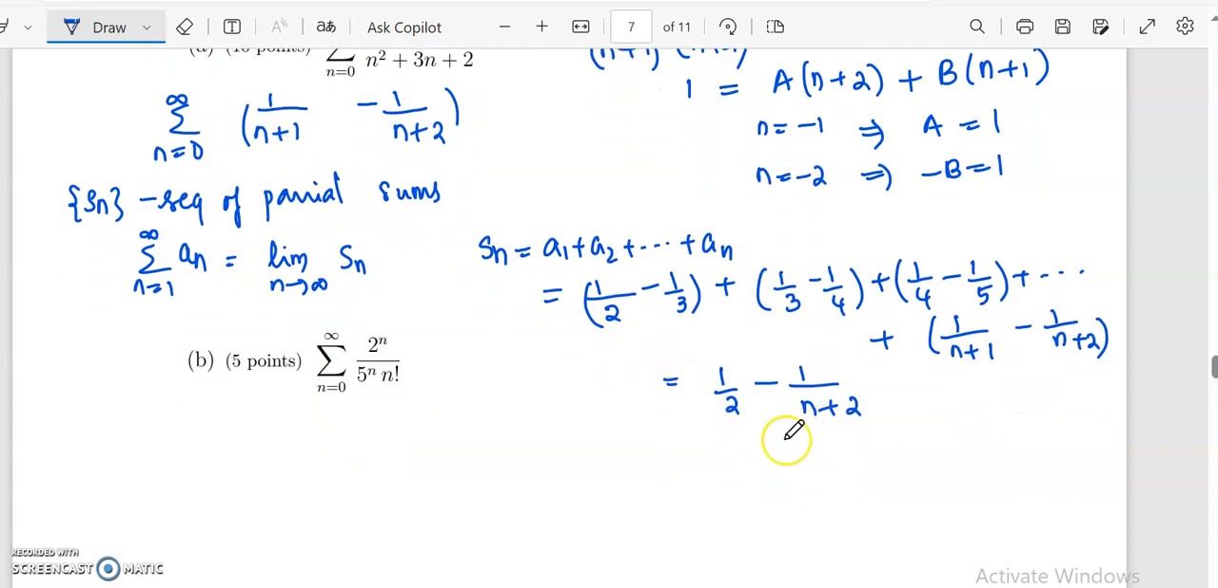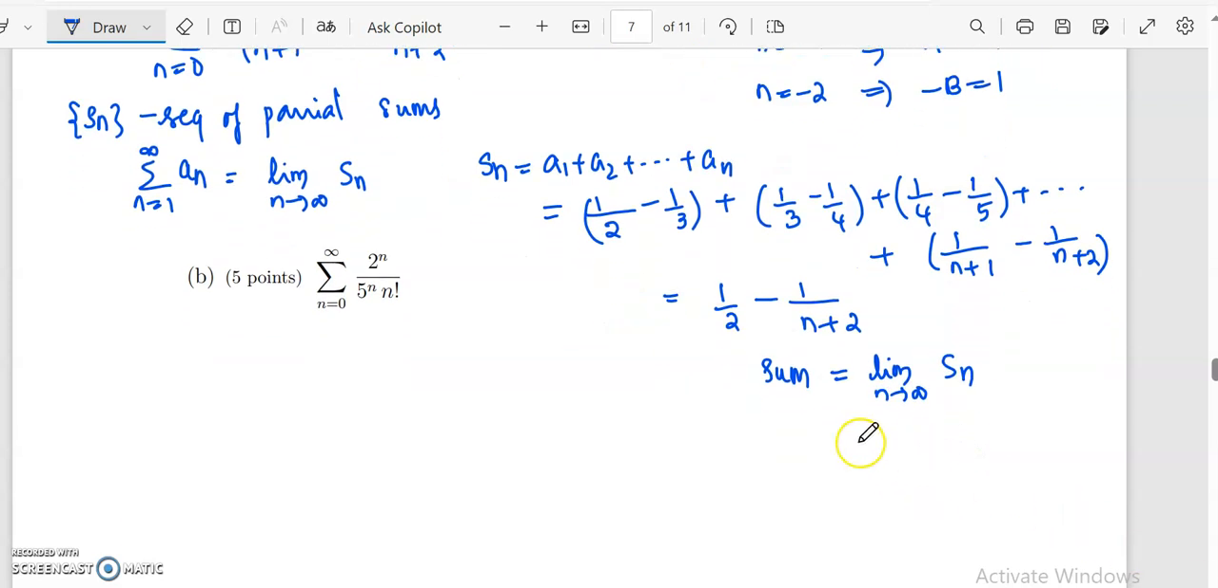So therefore the sum of the series will be equal to limit n tends to infinity Sn. So that will be limit n tends to infinity 1 by 2 minus 1 by n plus 2. Now as n goes to infinity, 1 by n plus 2 goes to 0. So the limit will be equal to 1 by 2. So the series will be converging to 1 by 2.